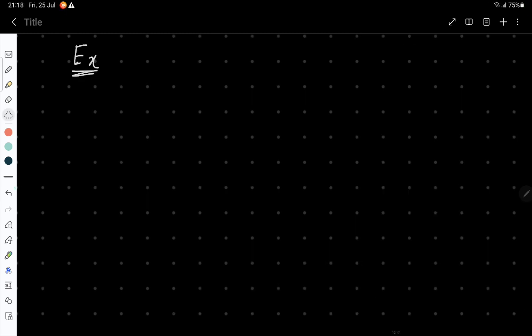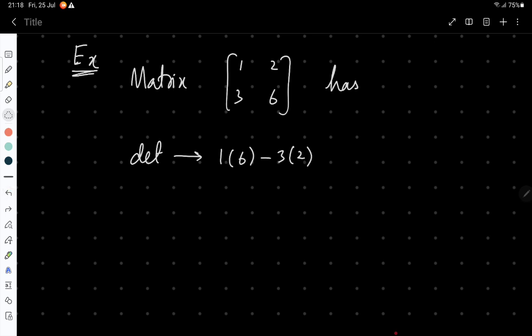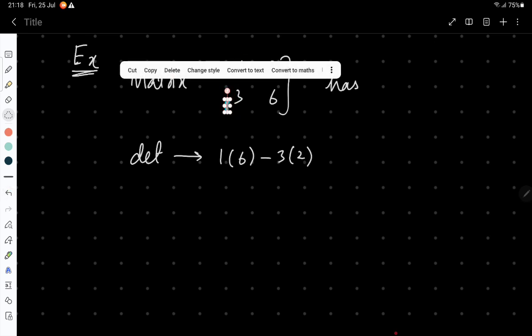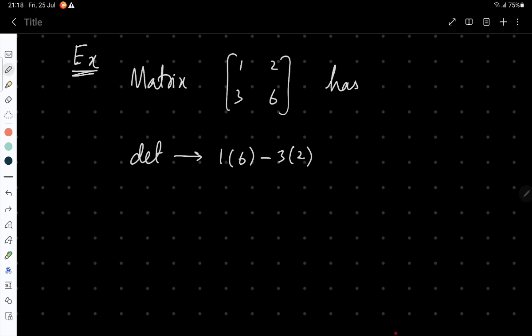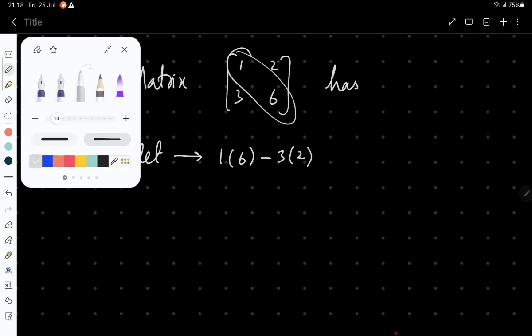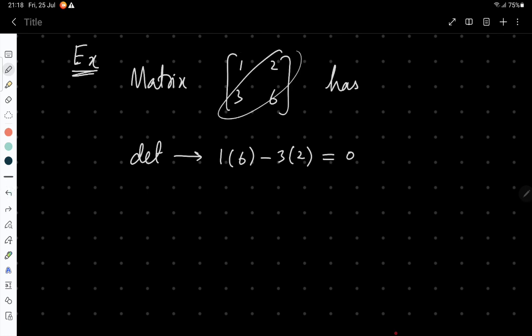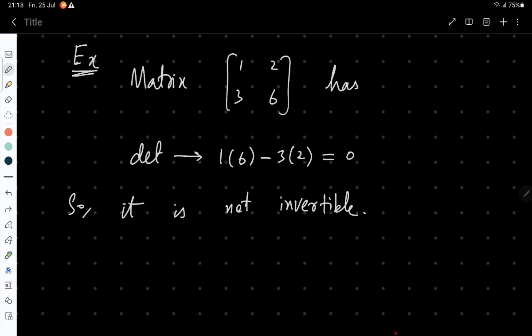Now look at an example. In this example, we are given a matrix. We have to check whether this matrix is invertible or not. So we will find the determinant of this matrix. The determinant of this matrix is the product of these two terms minus the product of these two terms. So this is 1 times 6 minus 3 times 2, which is 0. This means the matrix is not invertible because the determinant is 0.